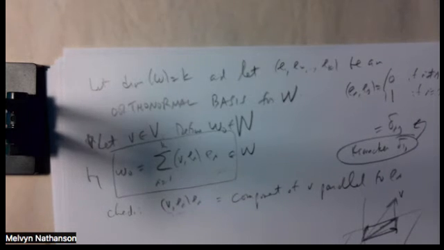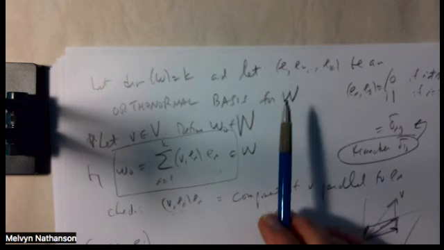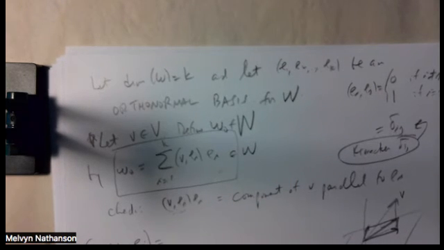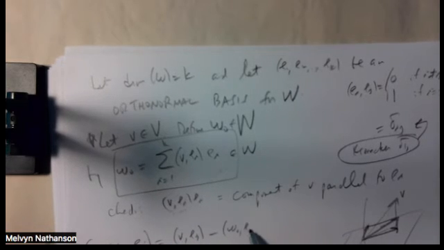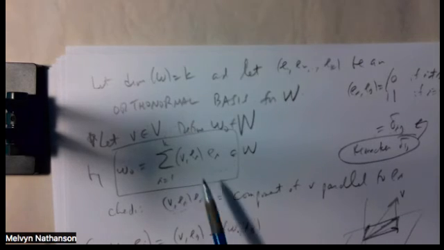If I take V minus this vector W0, and I take the inner product with EJ for any vector EJ in this basis, what is this? So V minus W0, this is the inner product of V with EJ minus the inner product of W0 with EJ, by the bilinearity of the inner product.